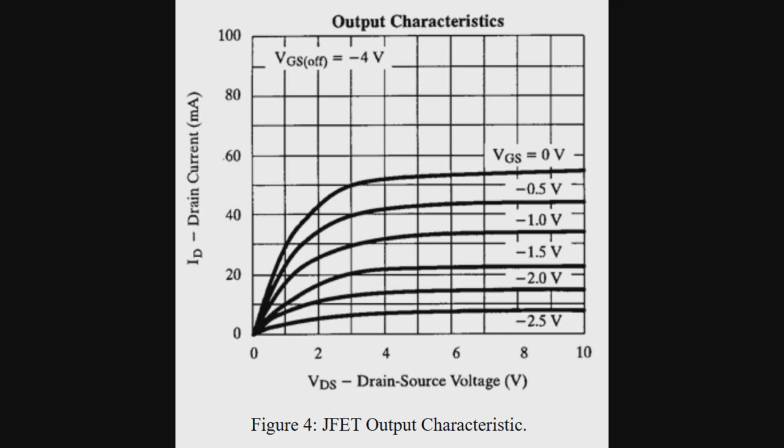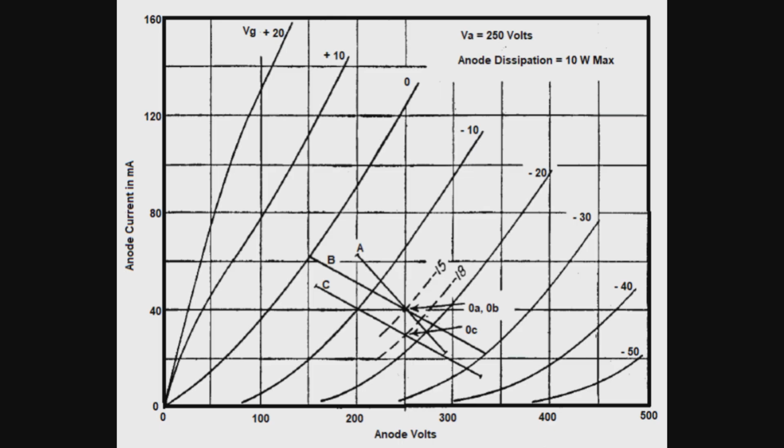JFET, SIT, MOSFET, triode versus pentode perspective. To understand why the V-FET, the static induction transistor, was such a special device, it is helpful to begin with a much more common component: the JFET. A JFET is a depletion-mode semiconductor.